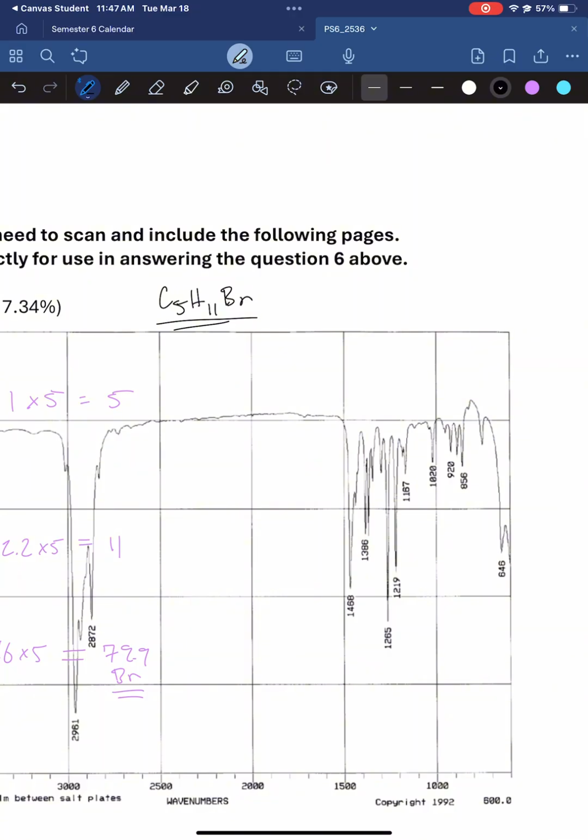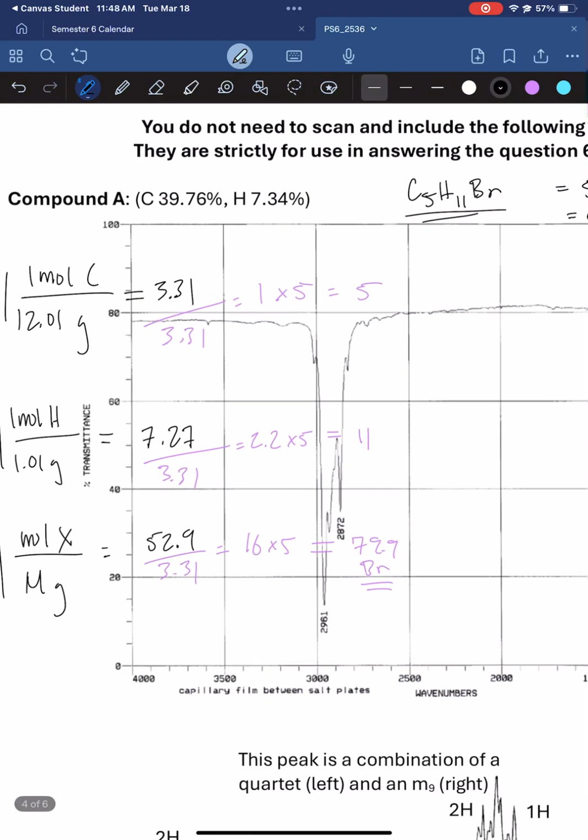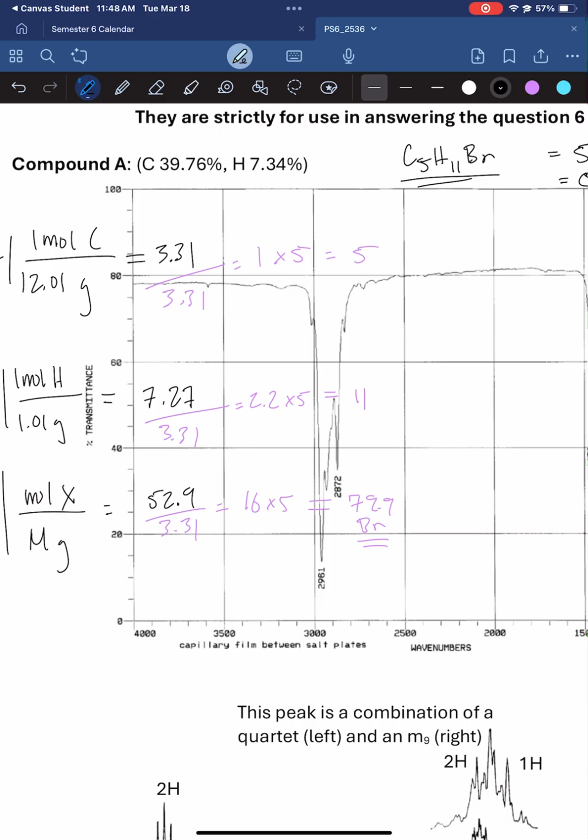So, finding the degrees of unsaturation, it's going to be 5 minus 1/2 the number of hydrogens, and it's going to be minus 1/2 the number of halogens, plus 1. And this should give you degrees of unsaturation of 0. So what does that tell you? Well, it tells you that there are no double bonds and there are no rings. So we can likely assume that we just have some straight carbon chain with a bromine somewhere here in our structure. Now let's take a look at the IR spectra.